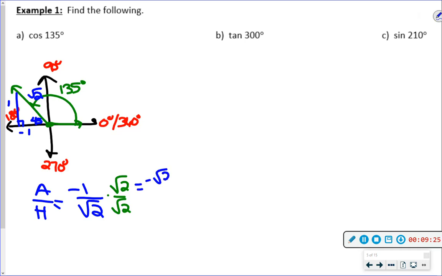I am assuming you have done this last year. We're going to be doing it a lot over the next few days. Any questions on the first one? All right, tan of 300. So same thing, draw your angle.